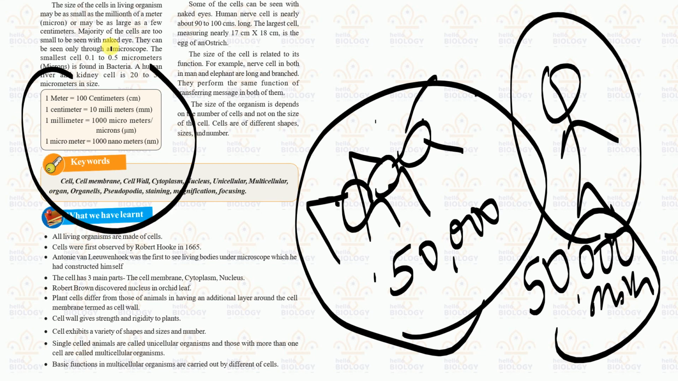Here you can see a comparison table. 1 meter equals 100 centimeters. 1 centimeter equals 10 millimeters. 1 millimeter equals 1000 micrometers or microns. 1 micrometer equals 1000 nanometers. And this is all for today.